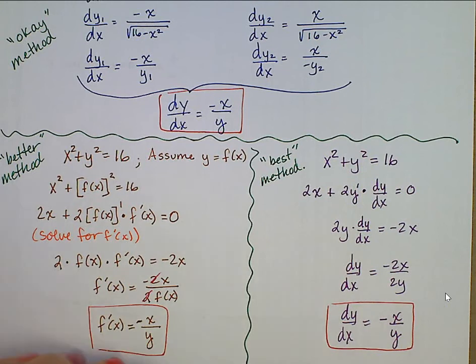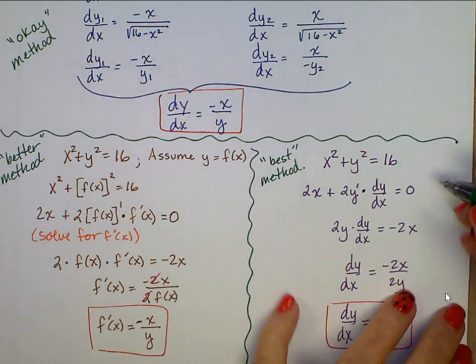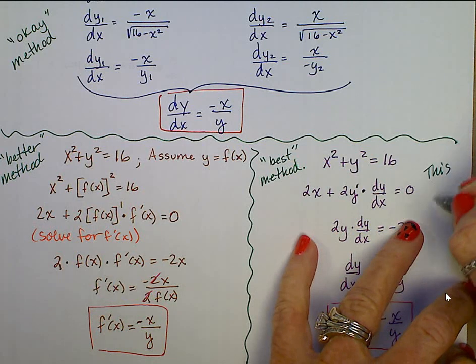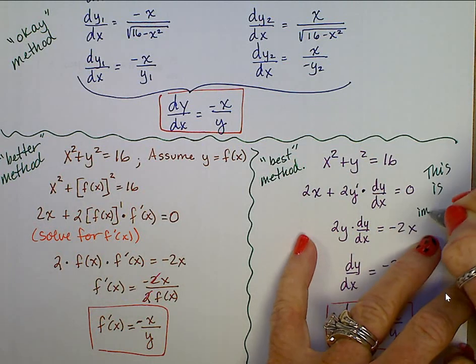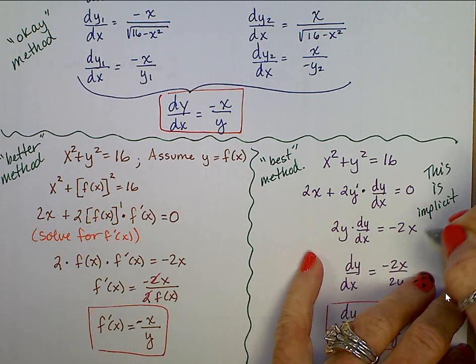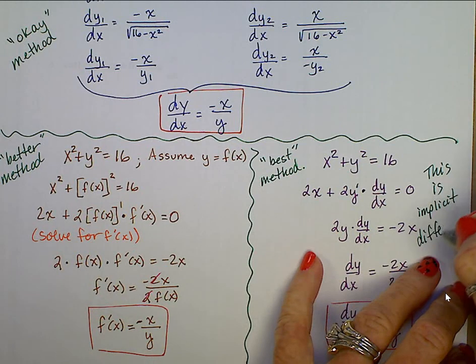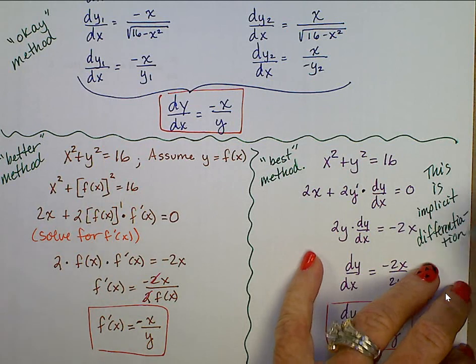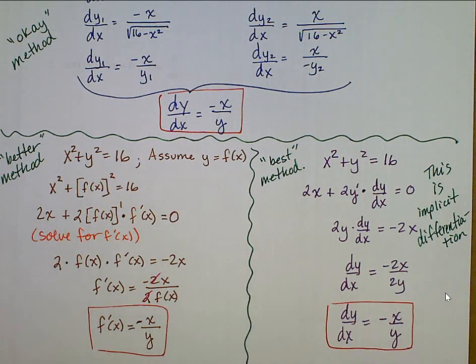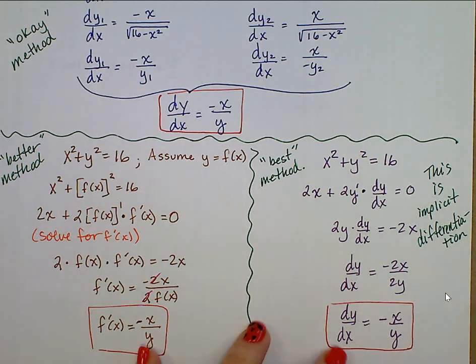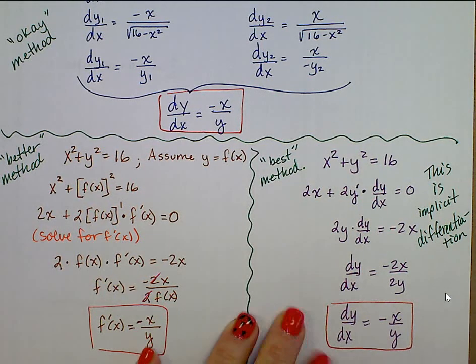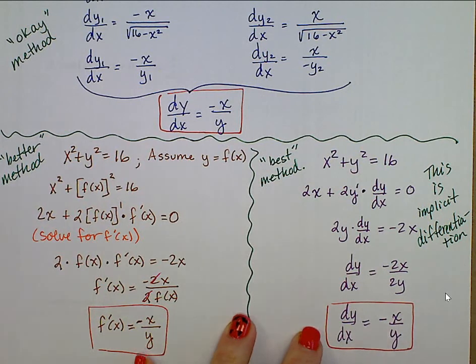This concept over here is implicit differentiation. That concept is implicit differentiation. If you're a little bit iffy, that's okay. Let's take a look at some examples on the next pages.